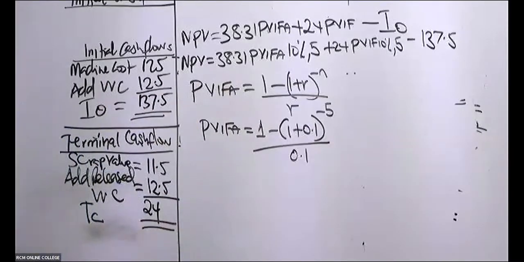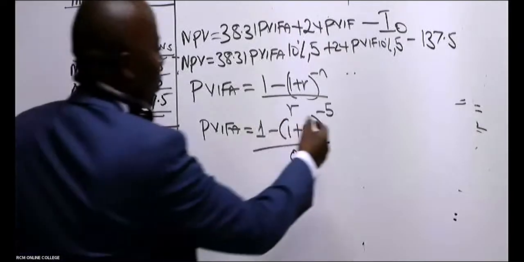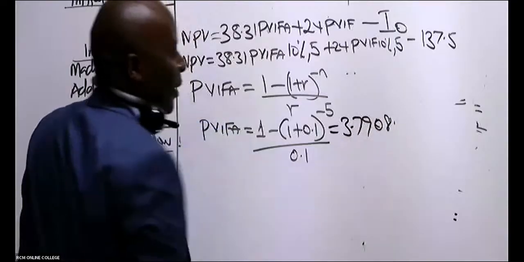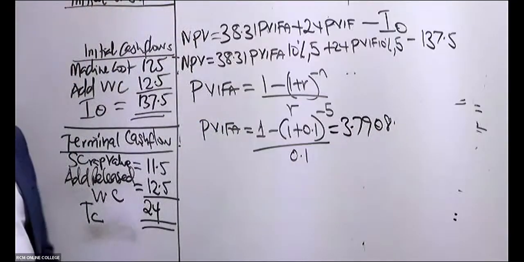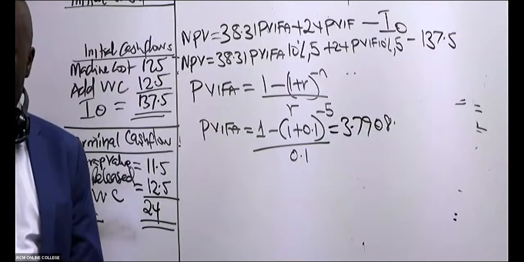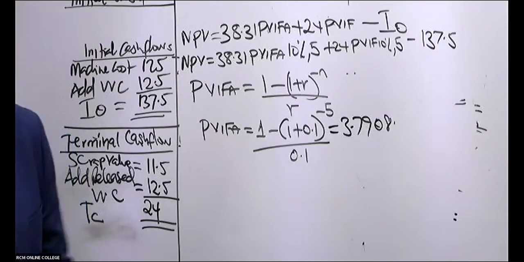Somebody known as Lincoln is getting 3.7908. Is there somebody who is able to get this figure? 3.7908 for PVFA. Nekesa has confirmed. I'm giving you guys 2 minutes to ensure that you are able to get that figure.